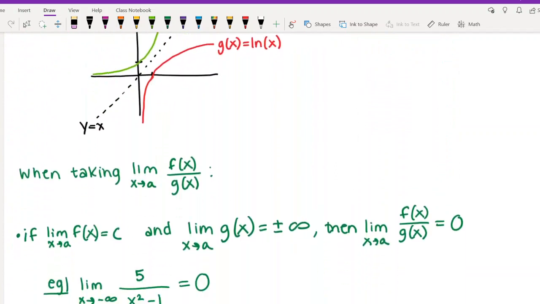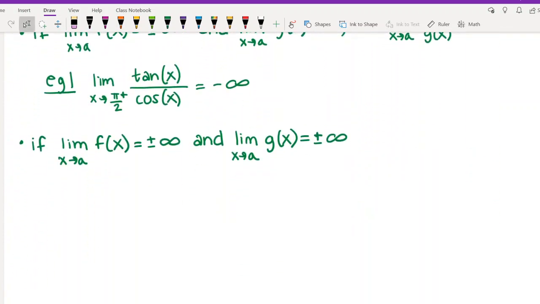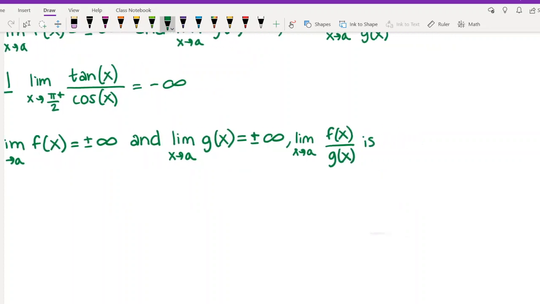So if you know that the numerator and the denominator both go to plus or minus infinity, then we say that the limit as x approaches a of f of x over g of x is called indeterminate. And that doesn't mean that you can't determine it. It just means that more information is needed or other methods are needed. And we'll get into what those methods are in a little bit.